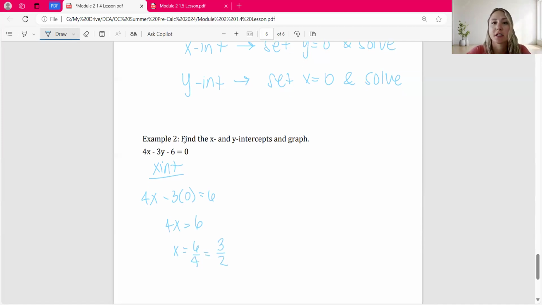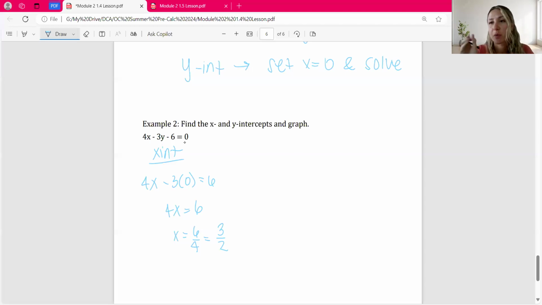So then our x-intercept, make sure when you write your intercepts, it's always a point. x equals 3 over 2, that's a line. So if I'm going to answer my question of an intercept, make sure it's (3/2, 0) that is my intercept, not x equals 3 over 2, because that's actually a line, which we just talked about.